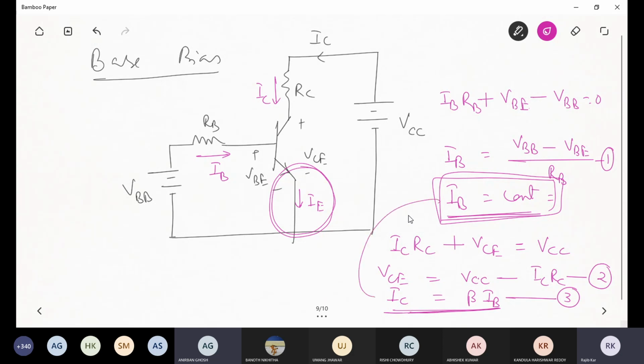Once you know IB, you can calculate IC to find out the Q point. Then you have to calculate VCE, and these two points will give you the operating point for this particular circuit.